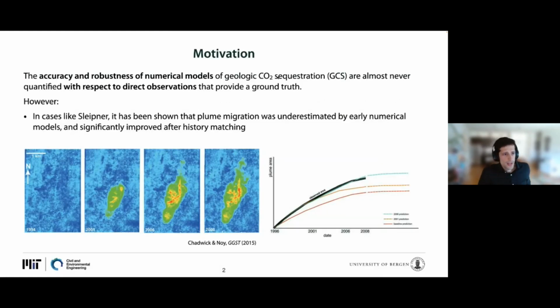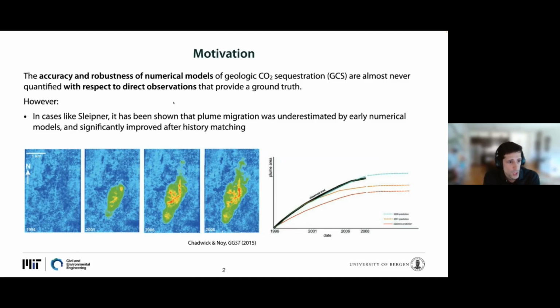All right, so with that, the main motivation for this project was that the accuracy and robustness of numerical models of, in this case, geologic CO2 storage are never quantified or almost never quantified with respect to direct observations that provide the ground truth. And the FluidFlower was a laboratory setup that provided us with the opportunity to do precisely that.